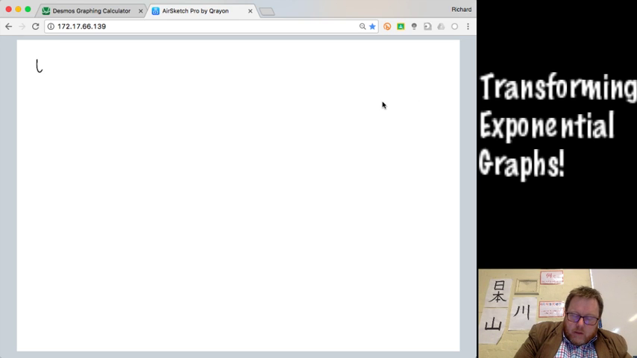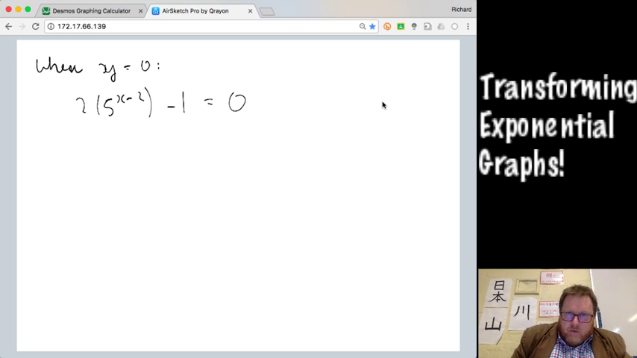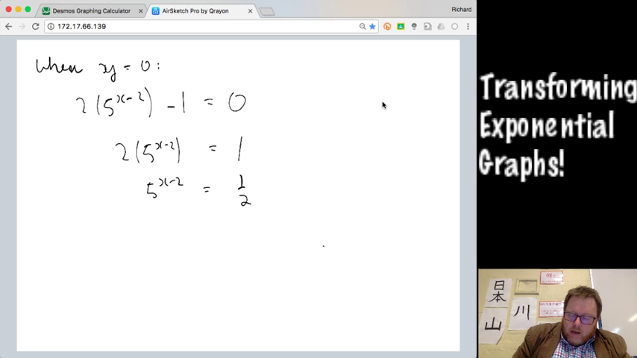Sorry, the x-intercept is when y equals 0. So we have 2 times 5 to the power of x minus 2, minus 1, is equal to 0. I've just flipped our sides there. That means 2 times 5 to the power of x minus 2 is equal to 1. And 5 to the power of x minus 2 is equal to 1/2 by dividing both sides by 2.